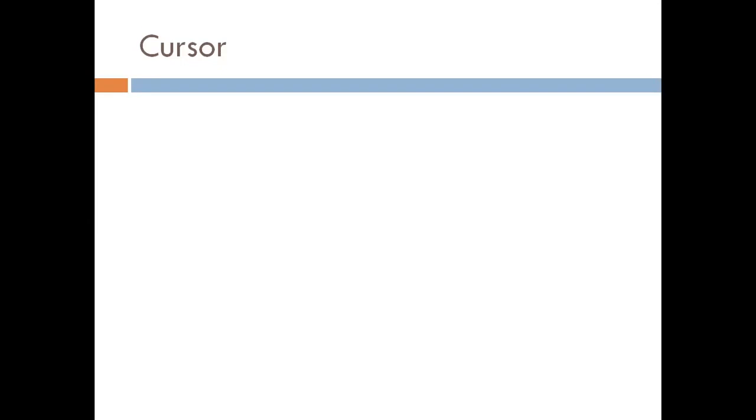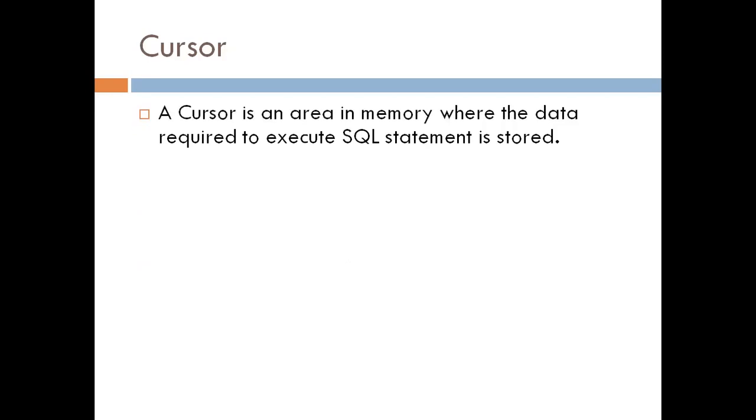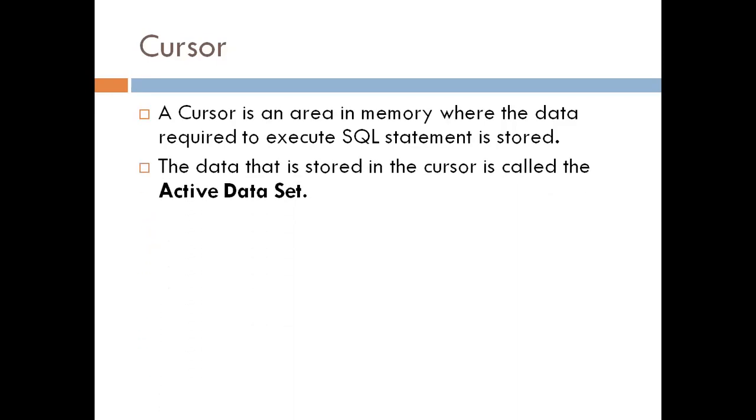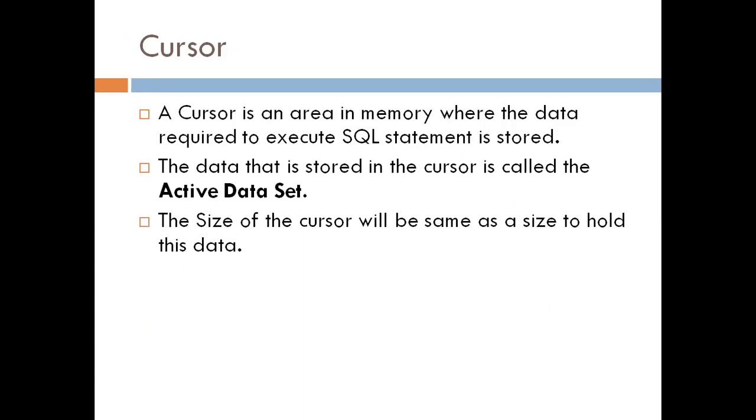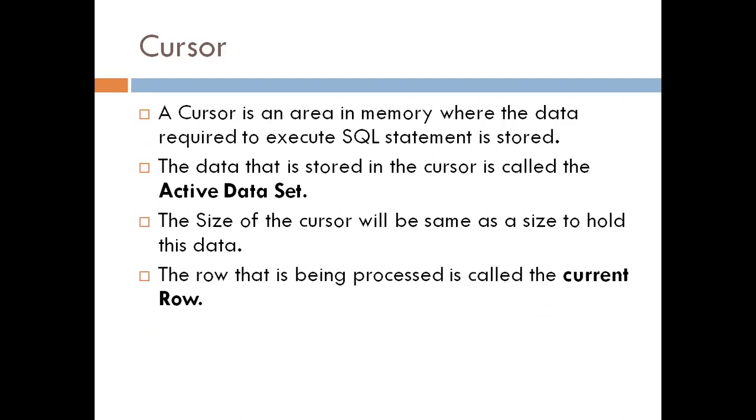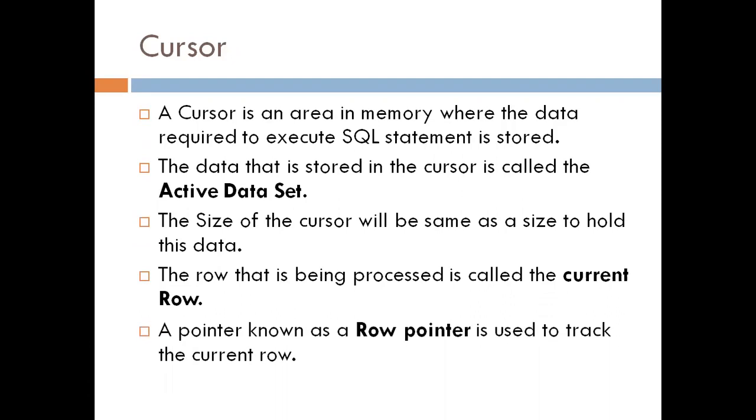So first of all, what is cursor? Cursor is an area in a memory where the data required to execute SQL statement. So a cursor refers to some portion of the memory. So it is also known as a work area or a context area. Now the data that is stored in a cursor is known as an active data set. Size of cursor will be the same as the size of the data it is holding. The row that is being processed is called current row, and the pointer known as a row pointer is used to track the current row.